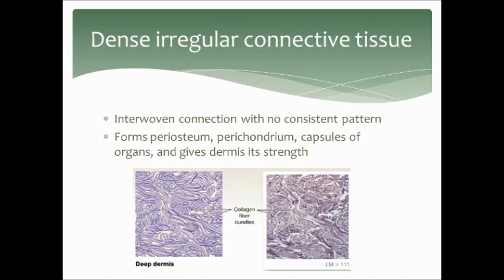Then we have dense irregular connective tissue, and it's called so because it's arranged irregularly. So it's kind of these random bundles of dense connective tissue. There's no consistent pattern. It helps to form things like our periosteum that covers bone, perichondrium that covers cartilage, capsules of organs, and it helps to give the dermis its strength.